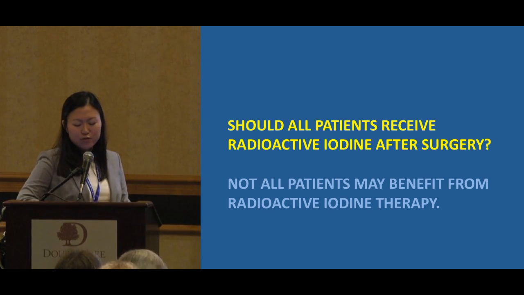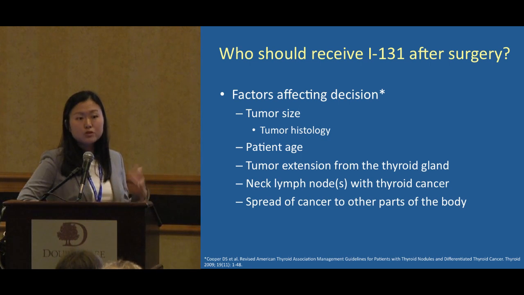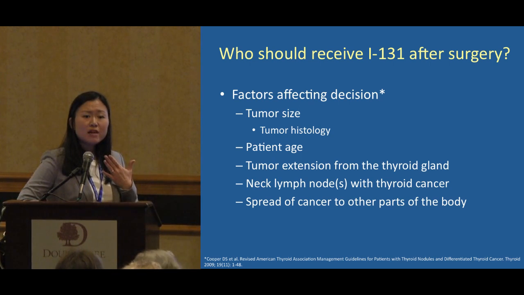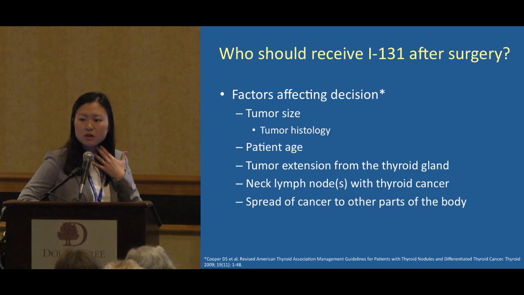So who should receive I-131 after surgery? And it's a complex question. Some of the factors that affect the decision of whether a patient should receive I-131 include tumor size. So after they take out the thyroid gland, they look to see what exactly is the size of the tumor. Not only that, but they'll take a look at the tumor itself and try to figure out what type, because there are different subtypes of thyroid cancer, and some are a little bit more aggressive than others. So they'll have to look at that.